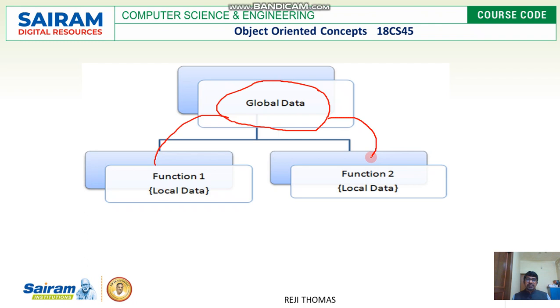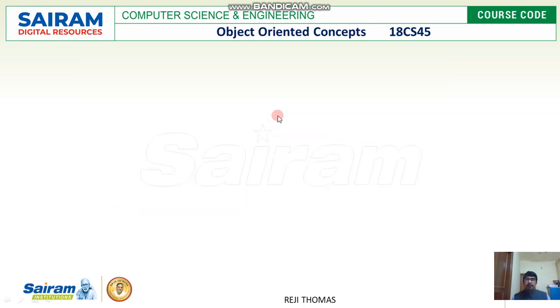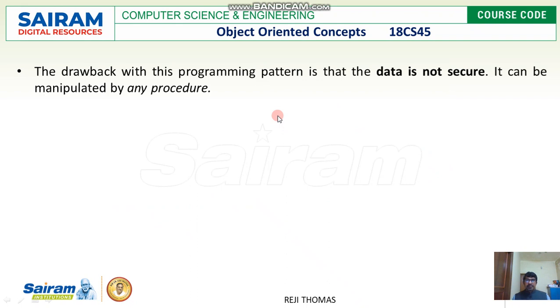If you look at the screen, we have two procedures or two functions. At the same time, every function has its own local data. What is special about global data? Anybody can access this. So let us see the drawbacks. The main drawback is that data is not secure, so it can be manipulated by any procedure.